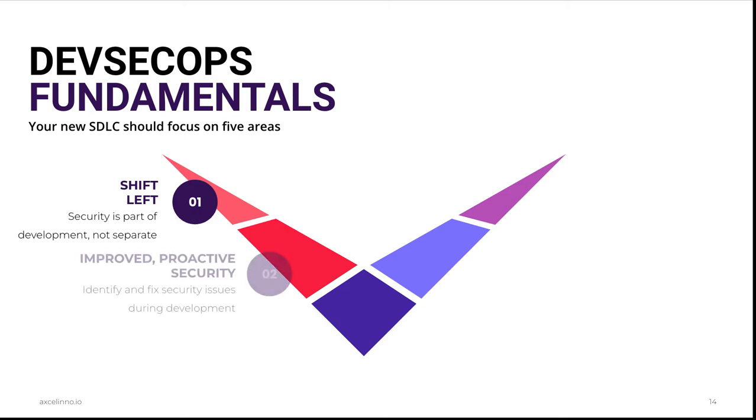Now what we're going to have is improved proactive security. We're going to identify and fix security issues during development. And that's really important because we're now exposing developers to security issues that have been found sooner, so that they can be addressed while they're writing code. Right then and there, just like a defect. The thought is exactly the same.